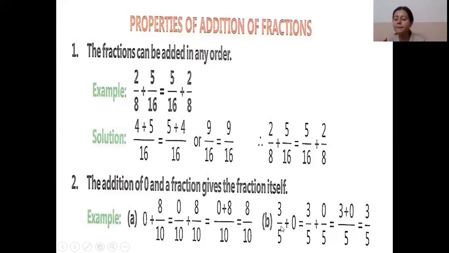Look at another example, beta. 3 upon 5 plus 0. Now 0 is 0 upon 5. 0 upon 5 is equal to 0. So here 0 you can write as 0 upon 5. Now 3 upon 5 plus 0 upon 5. These are your like fractions. We'll add only the numerators. The denominator will remain the same, that is 5. 3 plus 0 will be what, children? 3. So answer is 3 upon 5. So 3 upon 5 plus 0 is equal to 3 upon 5. On adding 0 to any fraction, you get the fraction itself, children.